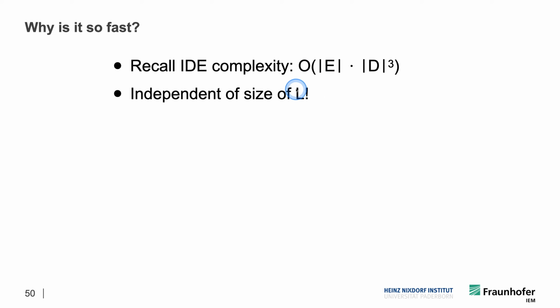What does this mean for IDE? Well, sorry, for SPLift. Well, in SPLift, L is actually the lattice of Boolean formulas. So the size of L is actually the number of Boolean formulas, right?